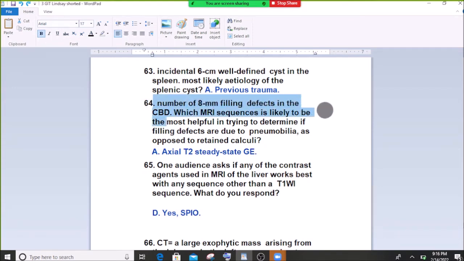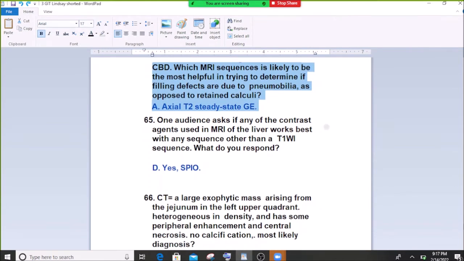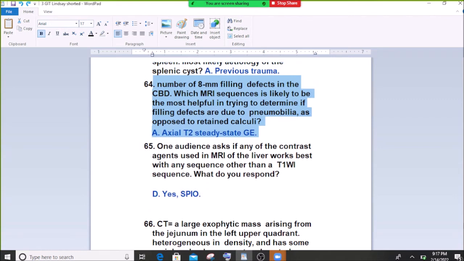64. Number of 8 mm filling defects in the CBD. Which MR sequence is likely to be the most helpful in trying to determine if the filling defects are due to pneumobilia as opposed to retained calculi? Axial T2 steady state gradient echo.